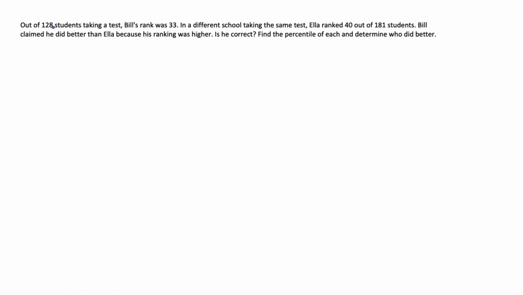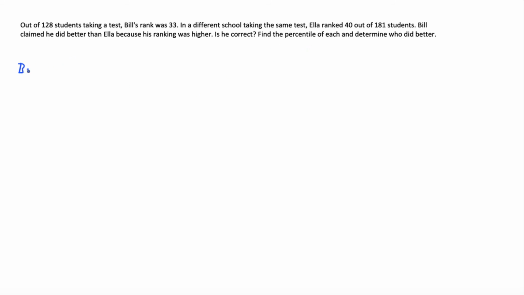Out of 128 students taking the test, Bill's rank was 33. In a different school, taking the same test, Ella ranked 40 out of 181 students. Bill claimed he did better than Ella because his ranking was higher. Is he correct? Find the percentile of each and determine who did better.